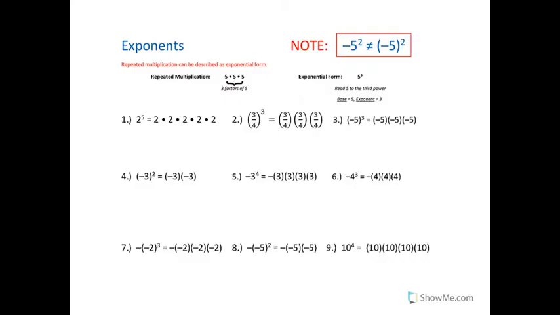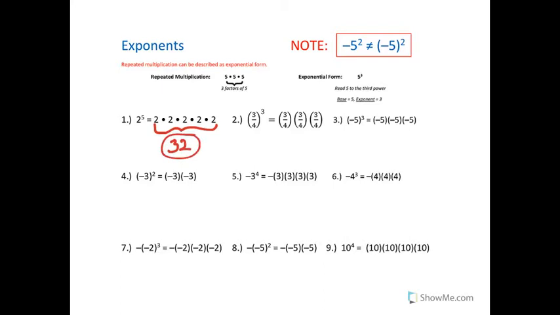This video is on exponents. If we take, for example, 5 to the third power, that's the same thing as multiplying 5 by itself 3 times. We have 3 factors of 5, and the exponent is a 3. So for this problem here, we have 2 to the 5th, which means I have 5 factors of 2. If I multiply those out, I get 32.